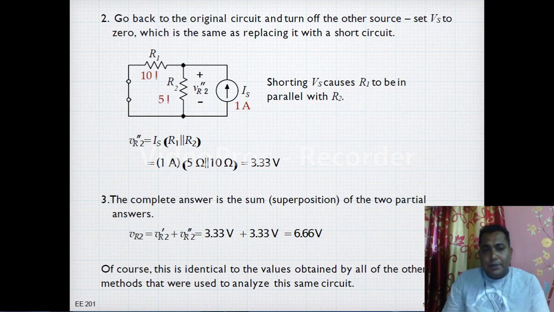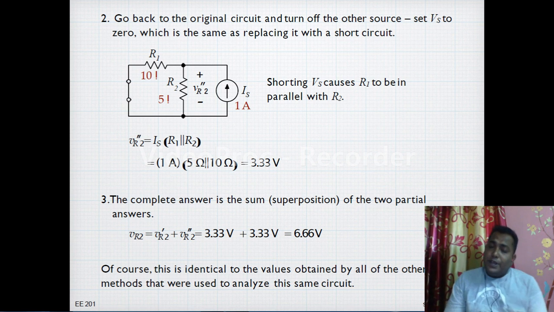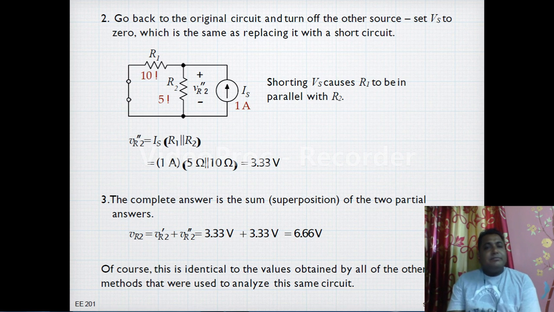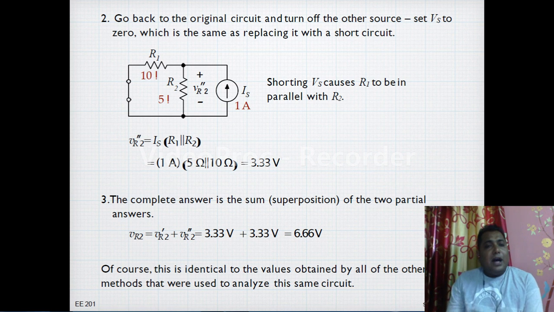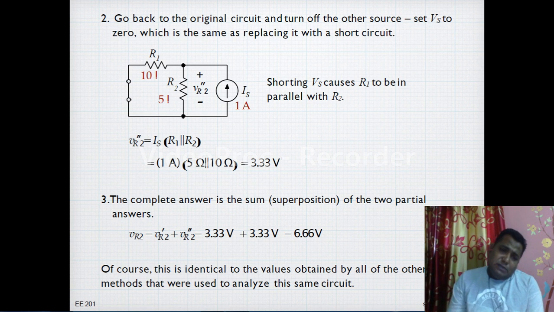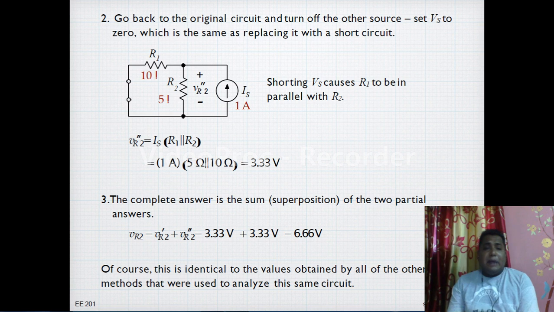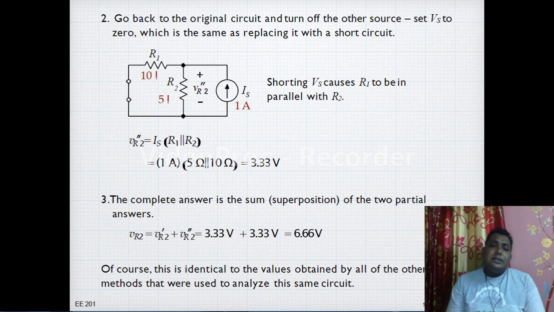Okay, this is the second step. That means now we are considering the current source and we have to remove the voltage source. Now what is the rule for a voltage source? When we have to remove a voltage source, we have to make it short. So we have made that short in the diagram, as you can see in the above diagram. Now we can directly apply the current division rule to find the current passing through R1 and R2. This is a direct rule, and we can also apply the voltage division rule to find the voltage across each branch. After doing that, at the end, in step 3, the complete answer is the sum of two partial answers.